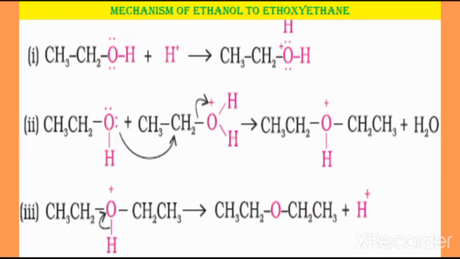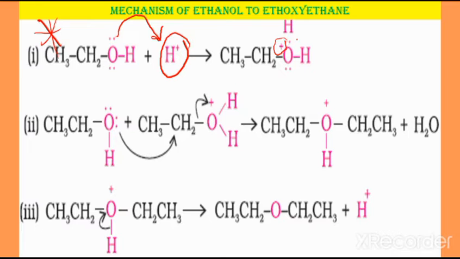Okay, the mechanism of this conversion of ethanol to ethoxyethane, which is important. In this case, first, the ethanol is treated with the acid containing the proton, so it forms the oxonium ion of the ethanol. The oxygen contains a pair of electrons which can attack the H plus, forming the oxonium ion. So oxygen gets the positive charge.